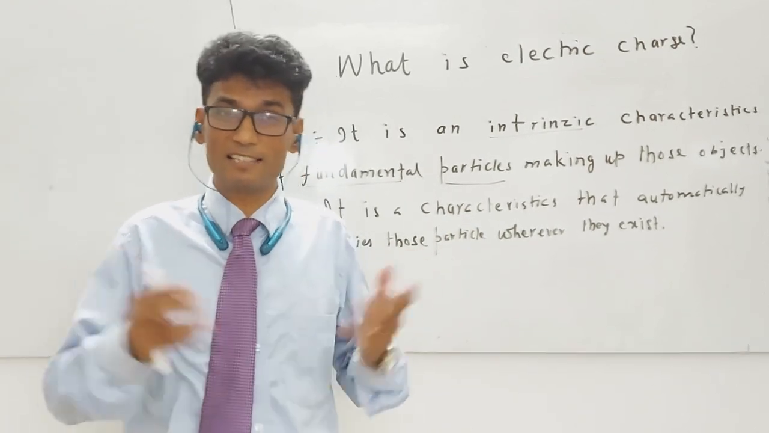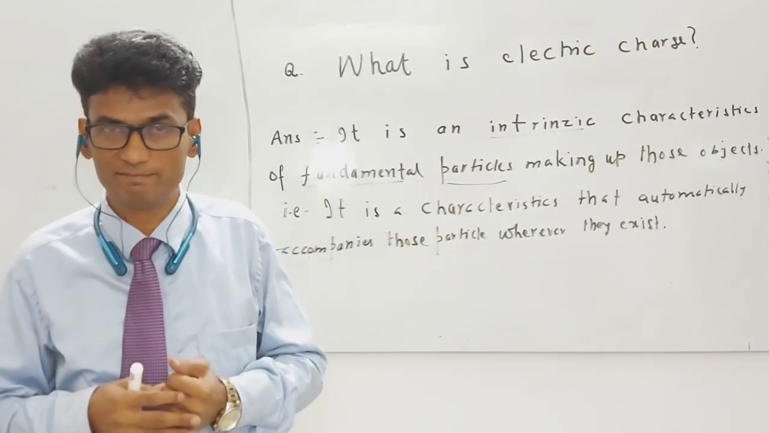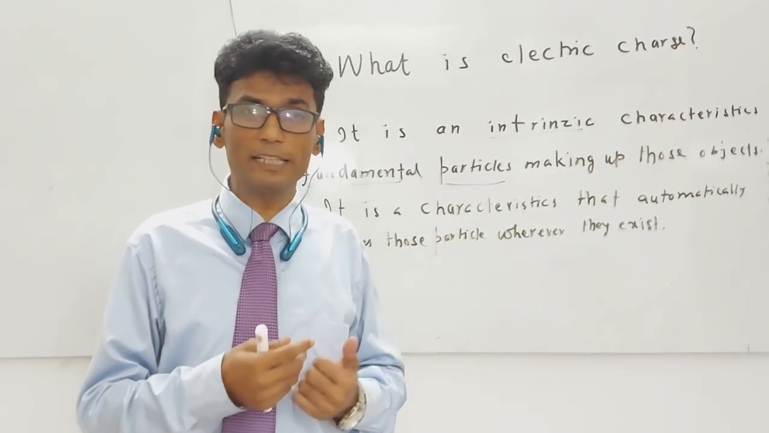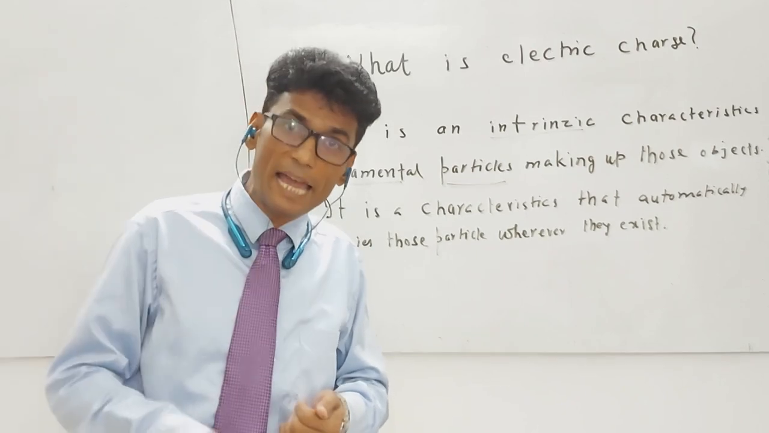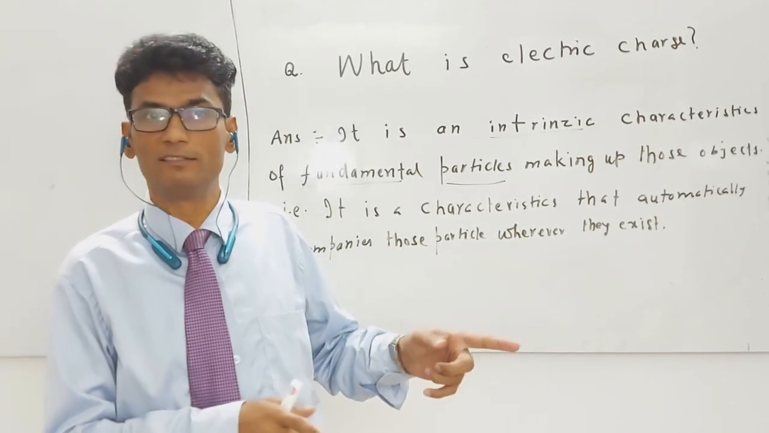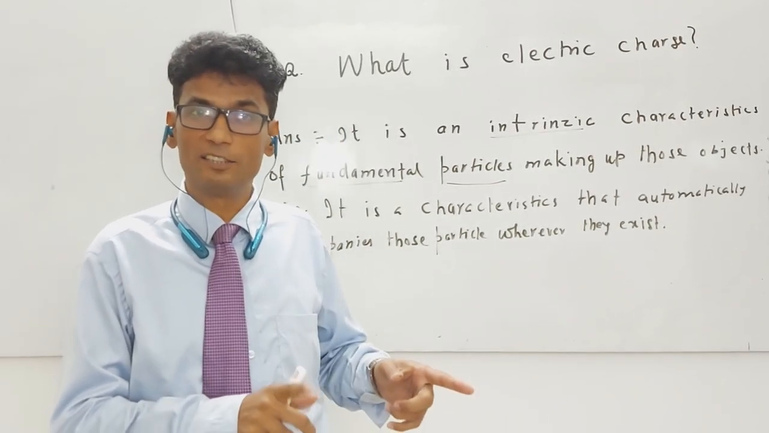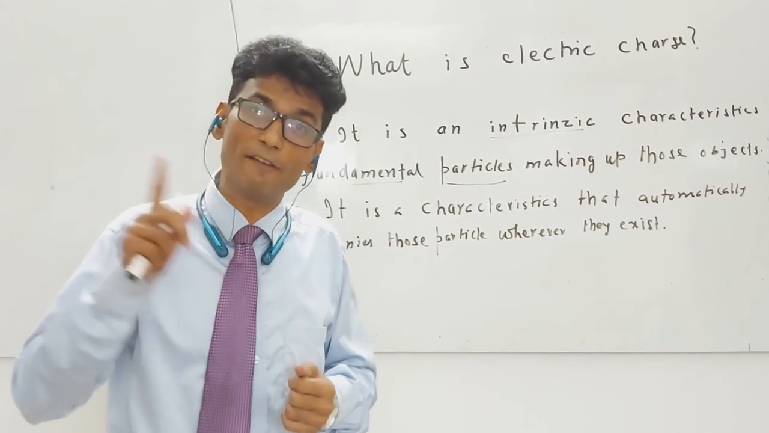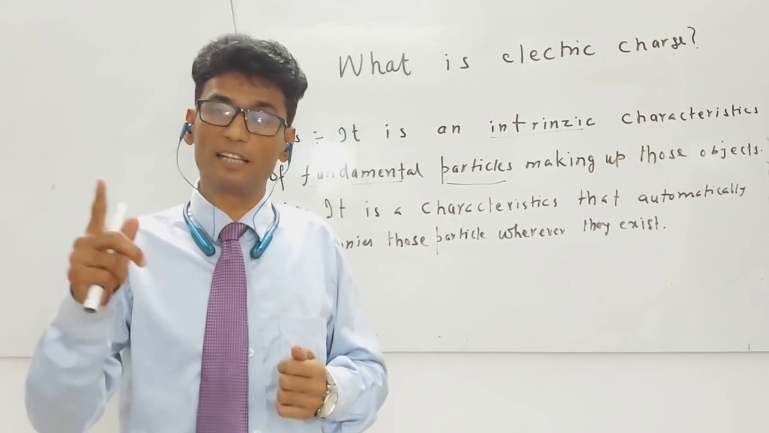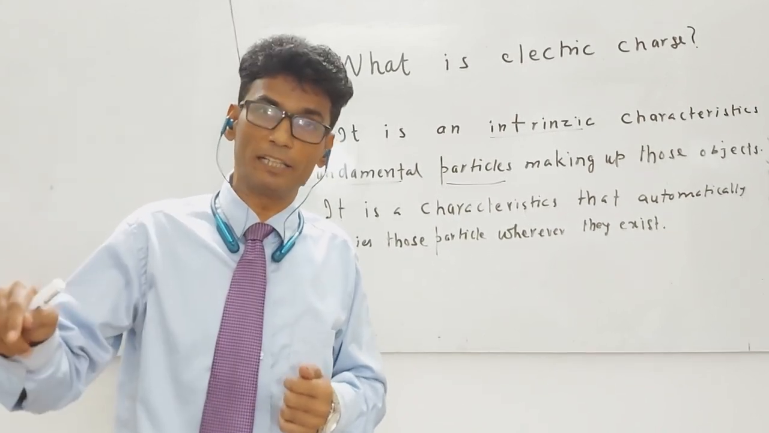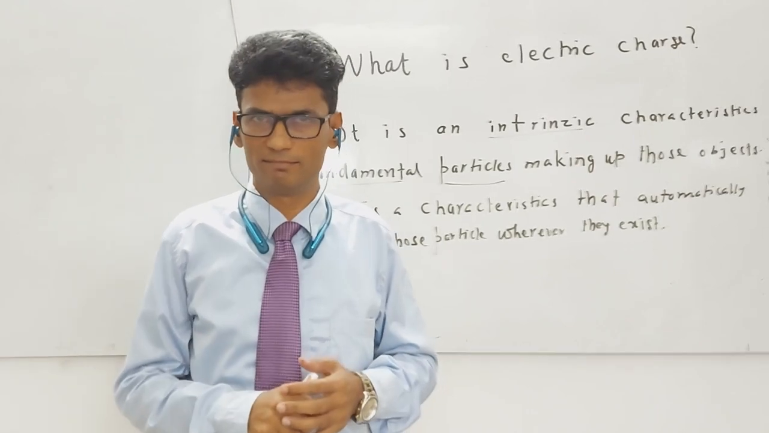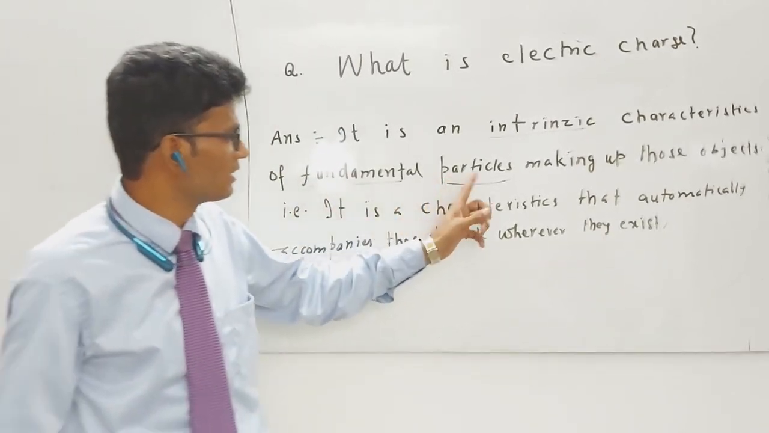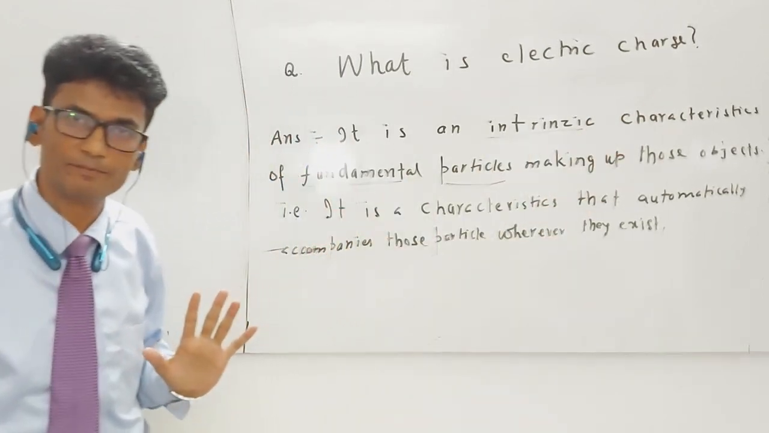That's a very nice example, current. Current is a fundamental physical quantity because of the fact that we have assumed it so. Otherwise, charge would be fundamental. But charge is a derived physical quantity, as per current being a fundamental quantity, which we have assumed. That is what I am telling you. Fundamental particles making up those objects.